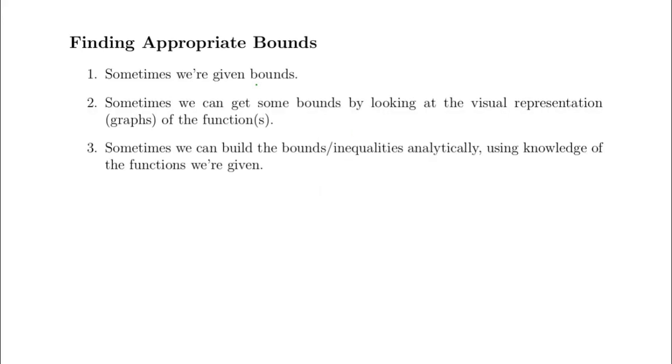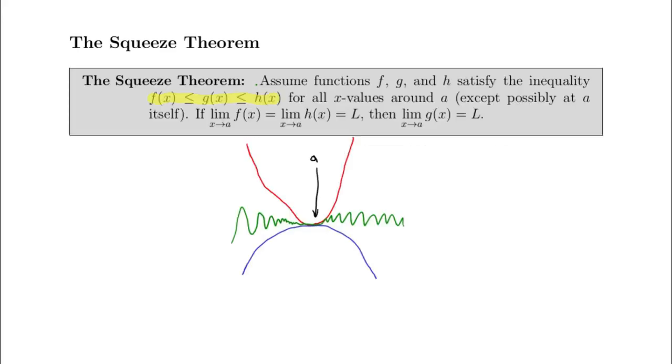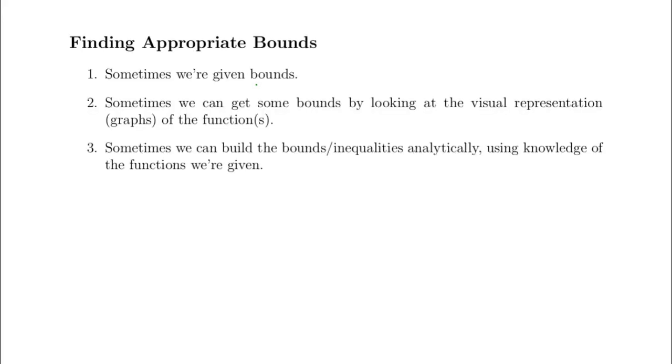So sometimes we'll just be given those bounds. We'll be given three functions to work with. We'll be told that they fit this inequality, and we'll be able to apply the squeeze theorem from that. That's going to be the first example that we start with. Sometimes we can get a visual representation of the functions to try and find these things. If we can create a picture like this and convince ourselves that they have this kind of ordering, that's okay. But the more analytical or formal version of this is when we actually build that inequality ourselves, using some knowledge of the functions we're given.